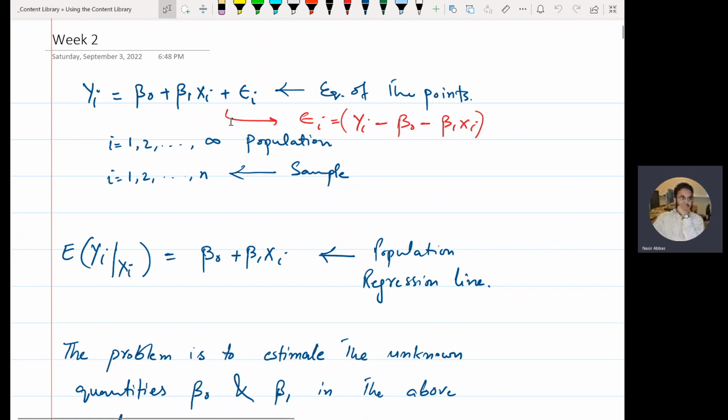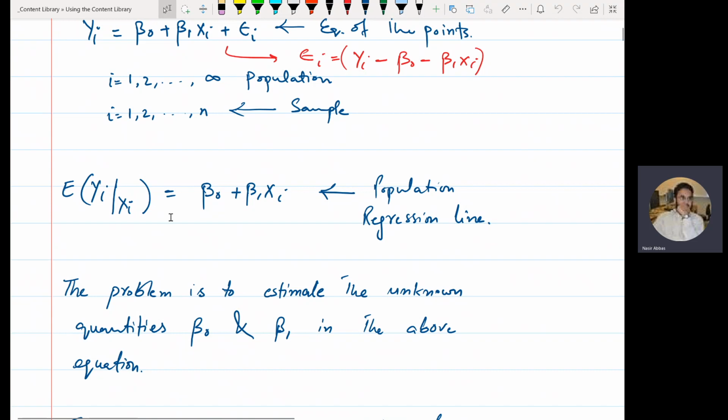In this equation, there is a line which is beta naught plus beta 1 xi. This is an unknown line. And there is the error term, the random error term. We assume this error term to be normally distributed with zero mean and constant variance. Then we say that this population regression line is the unknown parameter. The problem is to estimate this line.